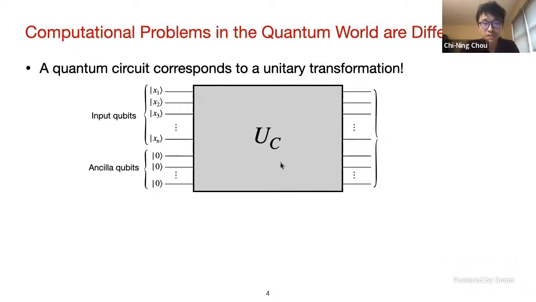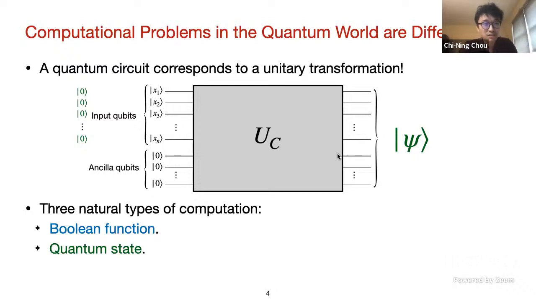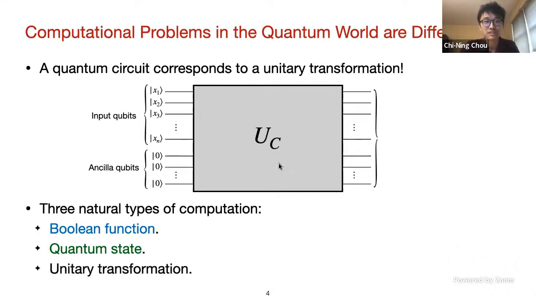So there are actually three natural types of computation the quantum circuit can implement. First, you can still implement a Boolean function, in the sense that you look at the marginal probability of, say, the first output qubit, without loss of generality, and use it to determine whether the output is 0 or 1. Second, you can look at the quantum state. This is related to the previous talk, where you fix the input qubits to the all-zero state, without loss of generality, and look at the output state as your output. And third, you can think of the whole unitary transformation as the function you want to compute.